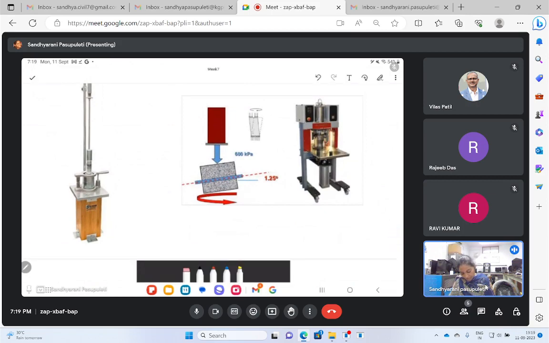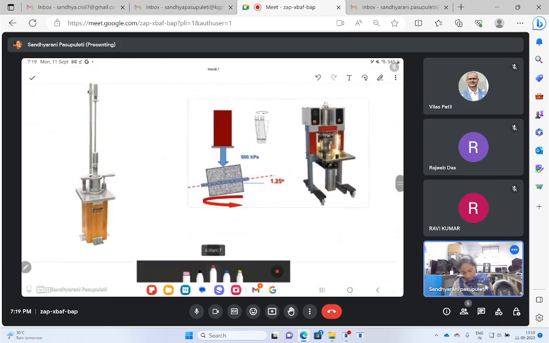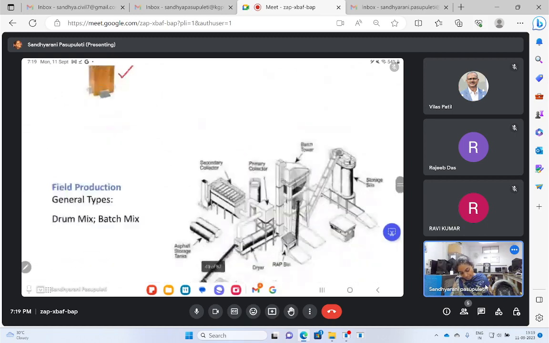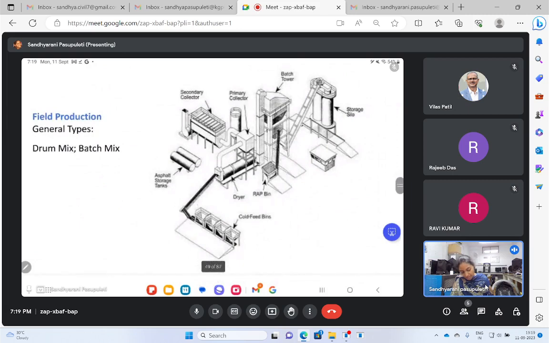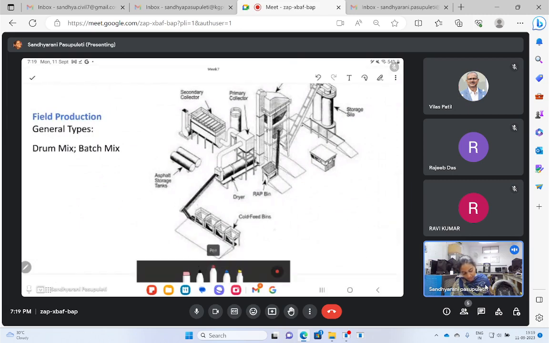So if you could see here, this is the Marshall compactor. This is the hammer, so we will lift this to this height and we will leave. Inside this your loose mix will be there. And this is the gyratory compactor with 1.25 degrees of angle. Here your mix is placed, and this will be compacted. So that is the production of mix in the laboratory.